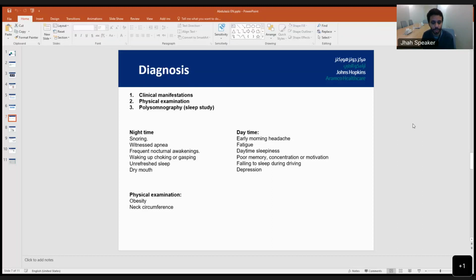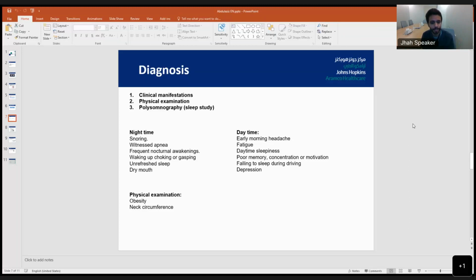Waking up choking or gasping, because there is a cessation of breathing for like 10 seconds. Then after these 10 seconds, the patient will wake up choking and gasping because he felt that he was choking because of this upper airway obstruction. Then he's going to sleep again and he might have another episode of obstructive sleep apnea. So all of these factors will affect the sleep quality during the night.